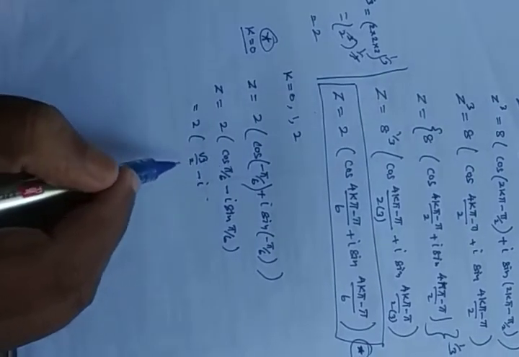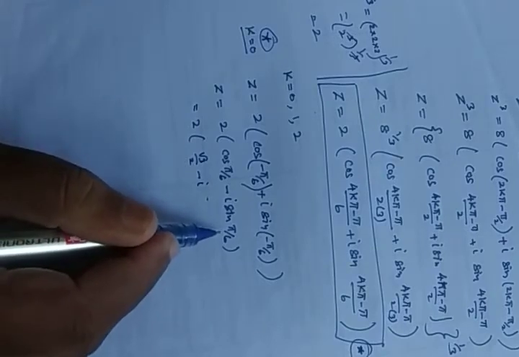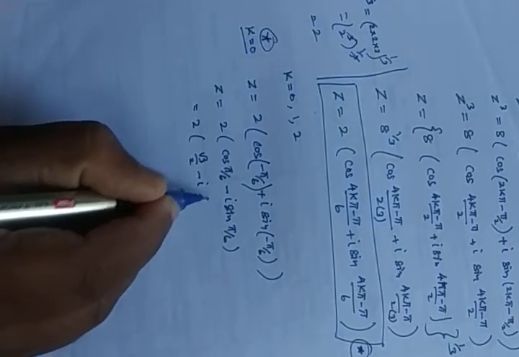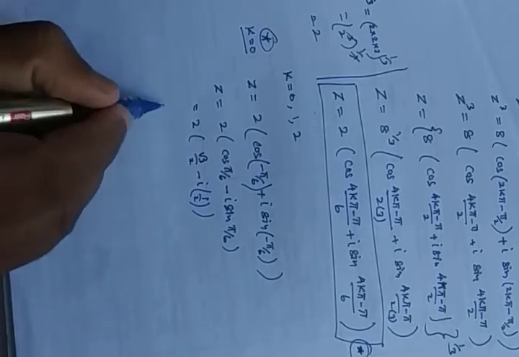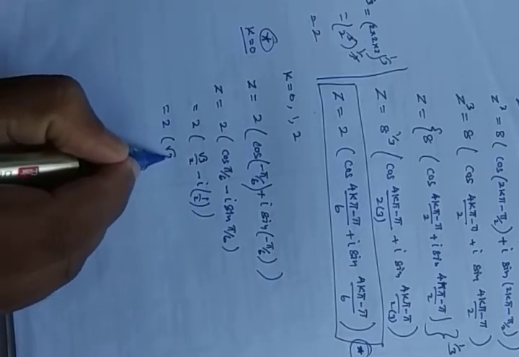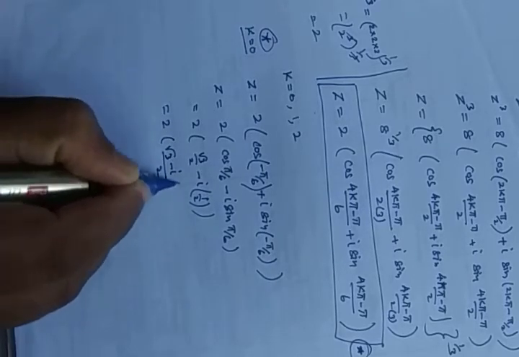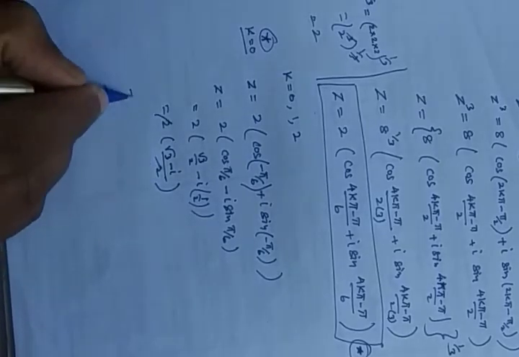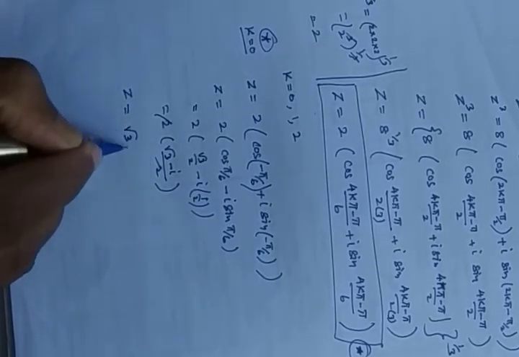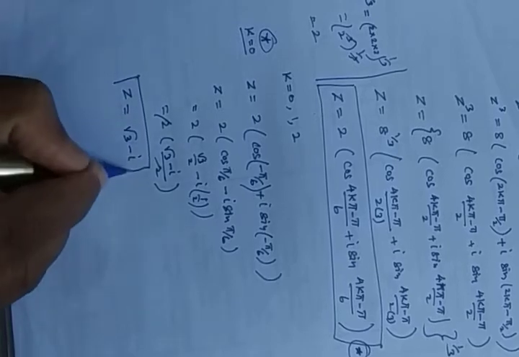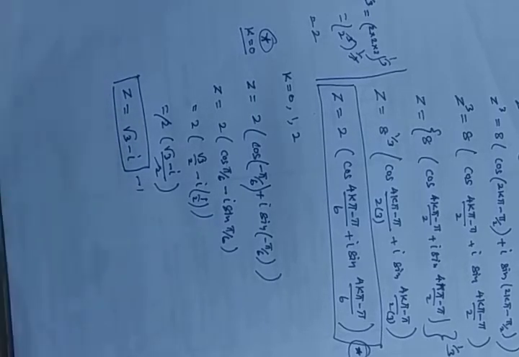Cos 30 degrees is root 3 by 2. Sin 30 degrees is 1 by 2. So therefore it's 1 by 2 here. So you can see here 2, and this is root 3 minus i by 2. Commonly, I am writing this 2 gets cancelled. The z value we are getting is root 3 minus i. So this is your first one we can take. So that's the value. Okay, keep that in mind.